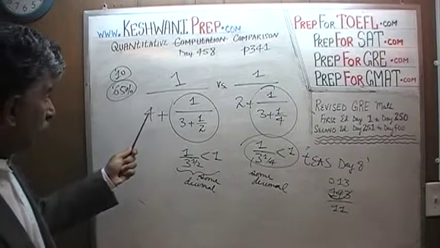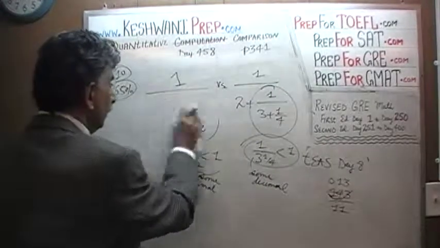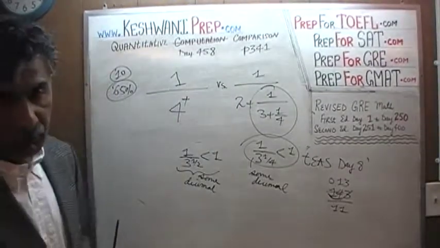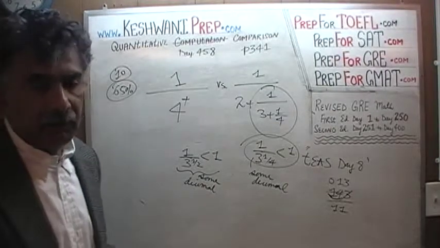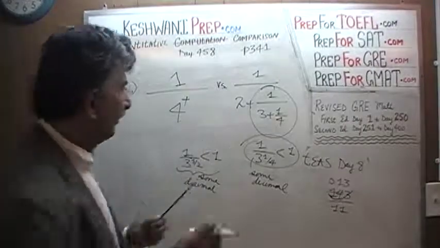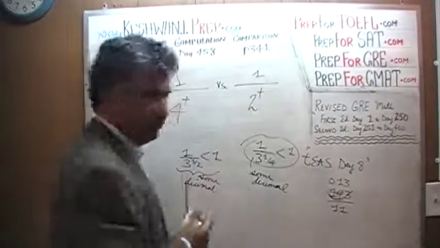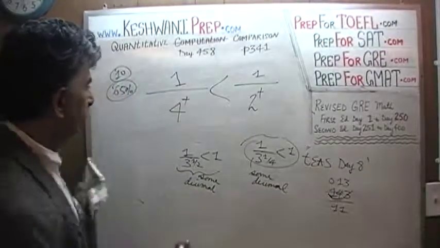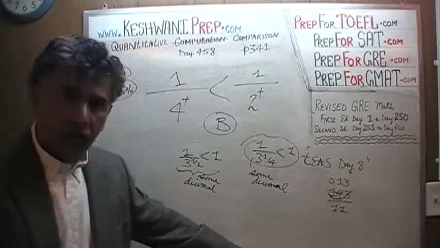So what we are essentially dealing with is 1 over 4 plus some decimal, which can be written as 1 over something more than 4. It obviously is less than 5, because had it been more than 5, we would have said 5 plus. So 4 plus means it's 4 point something. 1 over 4 point something versus 1 over 2 point something. Of course, 1 quarter is going to be less than 1 half. The answer is B.